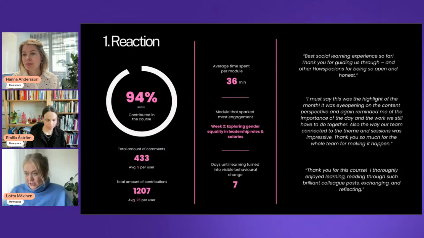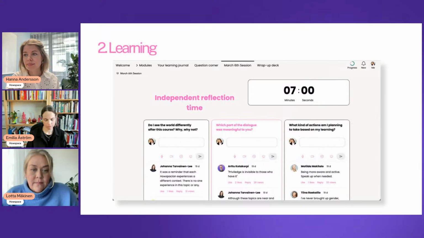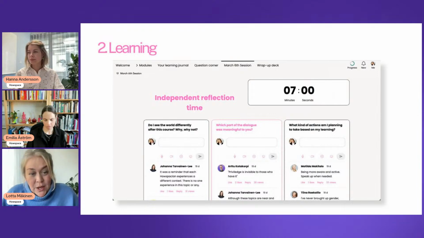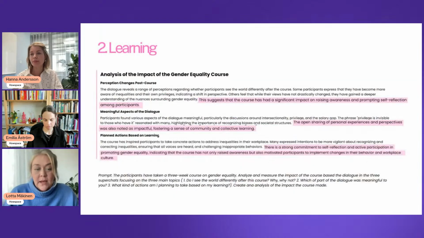So when we look at the reaction, kind of like what happened there, all of this, the engagement, the feedback indicated that it was a positive reaction to the actual course. Then learning. During the March 6th session, we started with independent reflection time. We wanted people to think about their learning on 3 different levels. So, do I see the world differently after this course? Which part of it was most meaningful to me? And what kind of actions am I planning to take next?